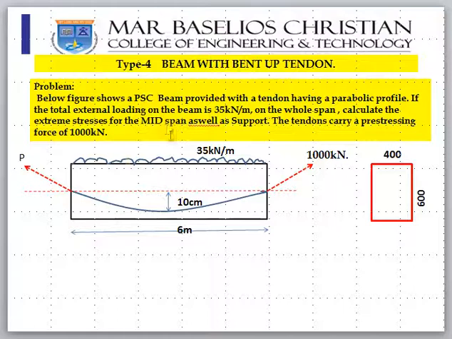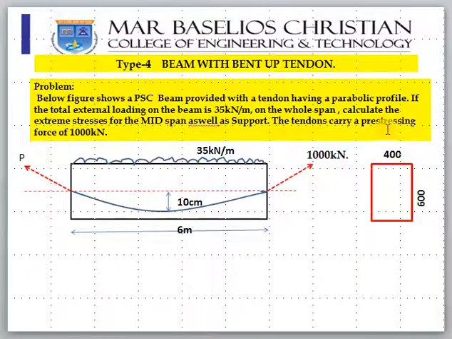Total external load means it is a live load on the whole span, which is 6 meters. Span is given as 6 meters. Calculate the extreme stress at mid span as well as support. You have to find out the stress at top fiber and bottom fiber at mid span as well as support.